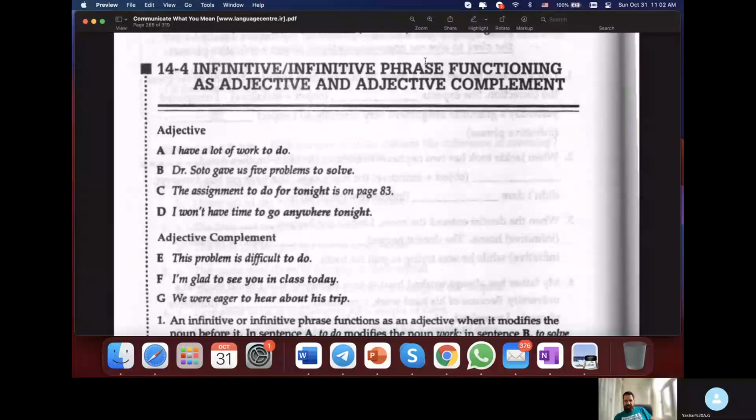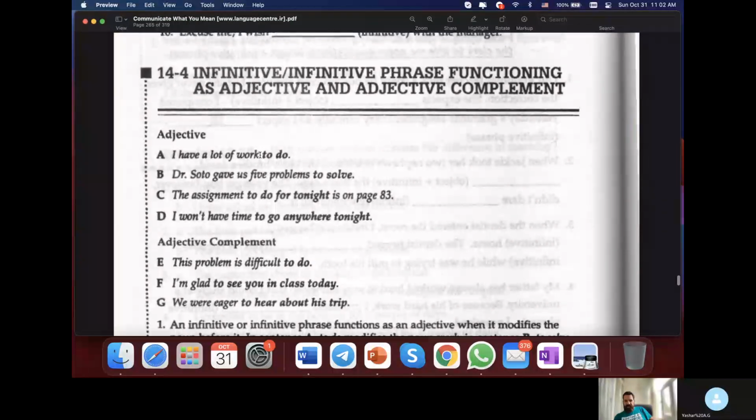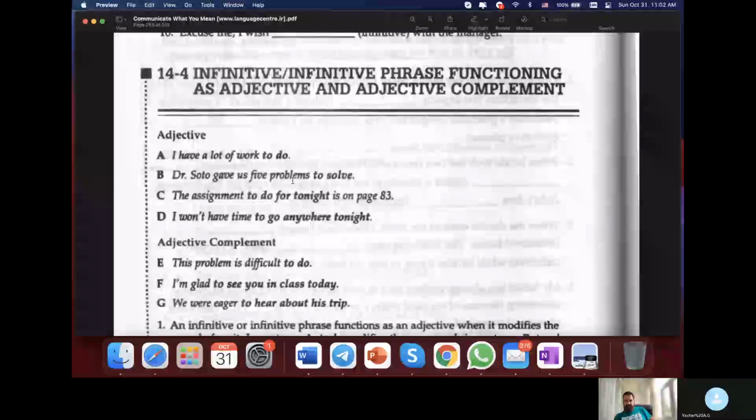Adjective. Infinitive phrases functioning as an adjective. I have a lot of work to do. Dr. Soto gave us five problems to solve. This assignment to do for tonight is on page 84. These are adjectives.